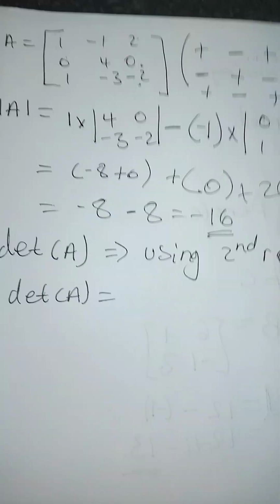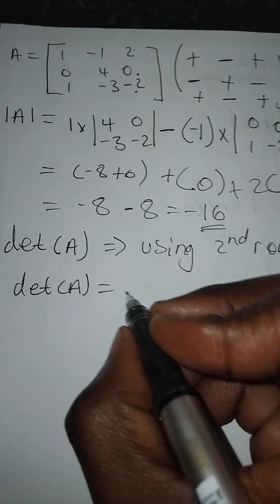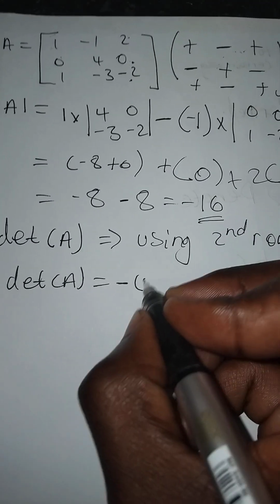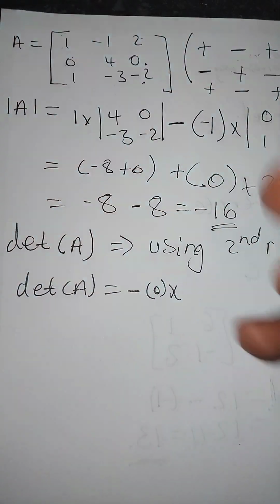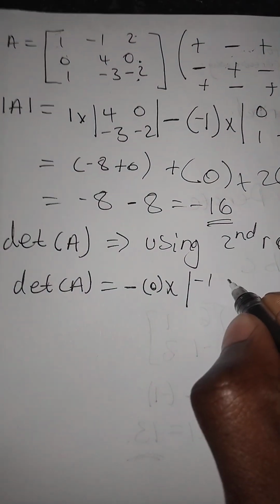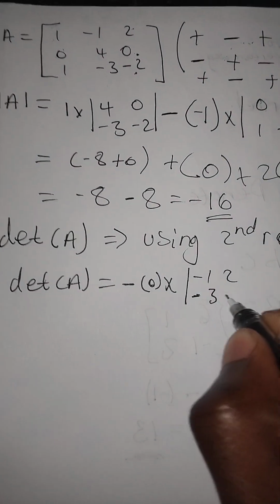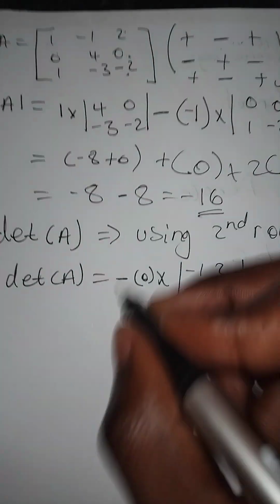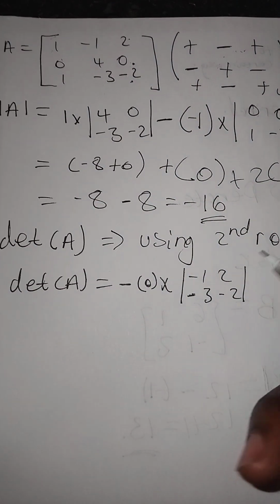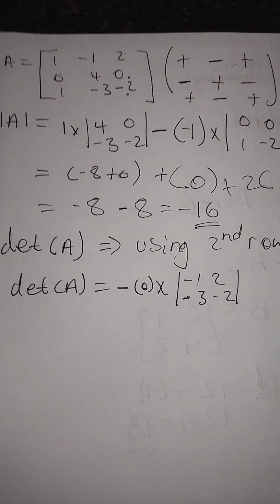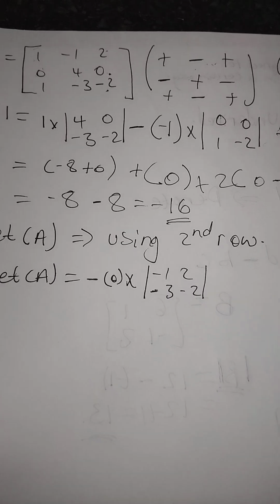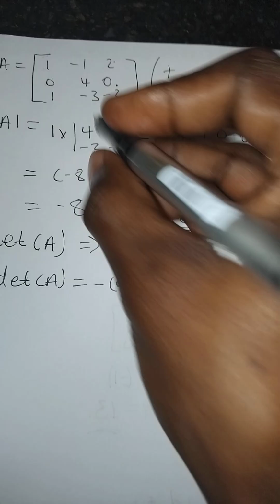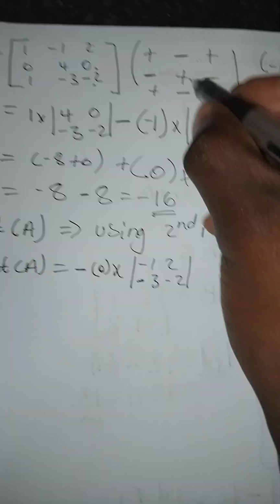The first one is 0, and 0 goes with this negative sign. So negative of 0, that 0 must be multiplied with, we cancel this row and that column. What remains is minus 1, 2, minus 3, minus 2. Mathematically, anything by 0 is just going to give 0. I'm just writing it down for those who might be new to this determinant topic, so they can follow along.